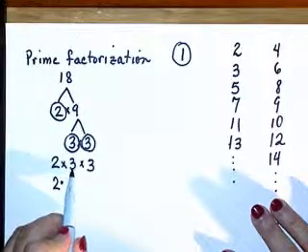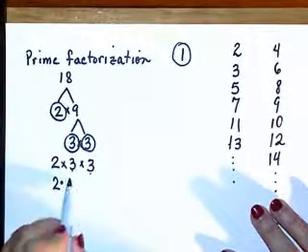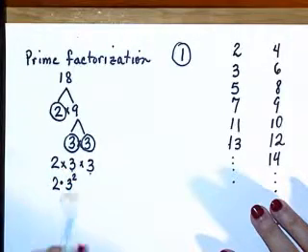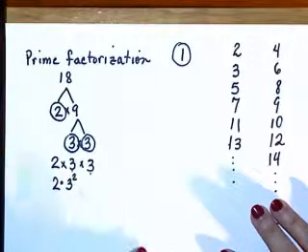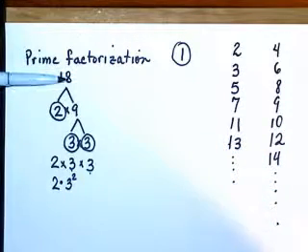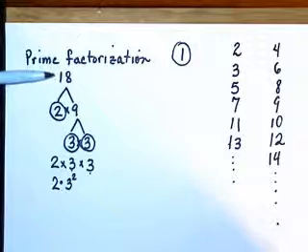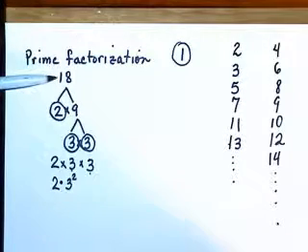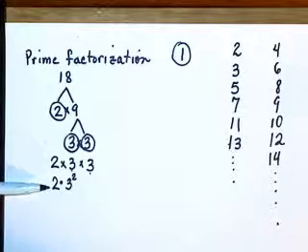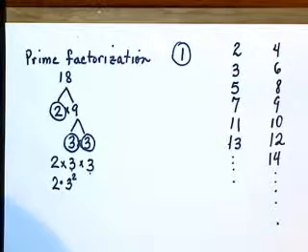Now, I have 2, count them, 1, 2, 3s. So I have 3 multiplied together 2 times. The number of 3s indicates the exponent. So the prime factorization, and remember that's unique because of the fundamental theorem of arithmetic, the unique prime factorization of 18 is 2 times 3 to the second.